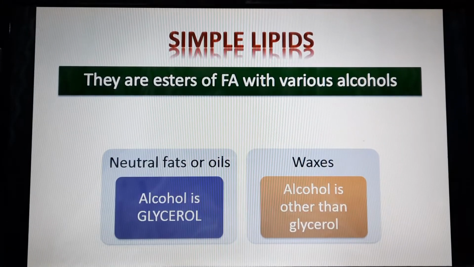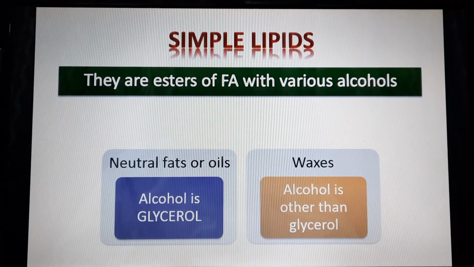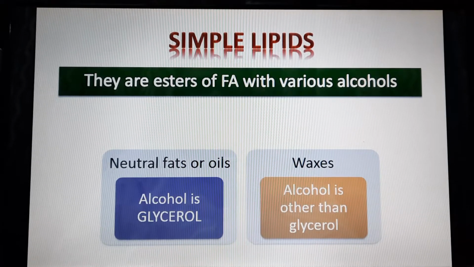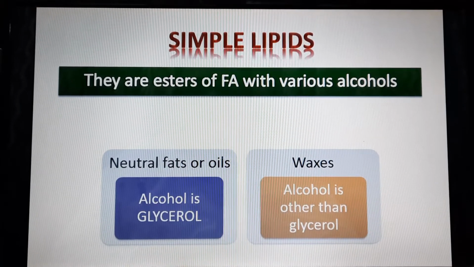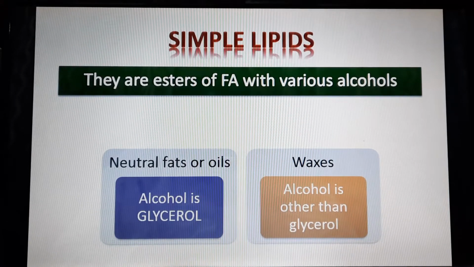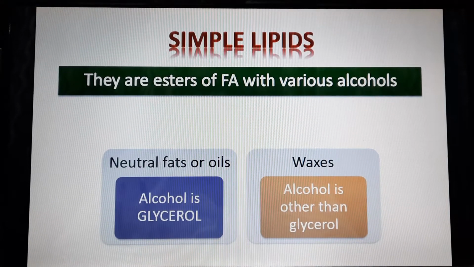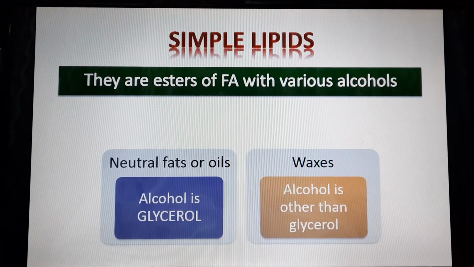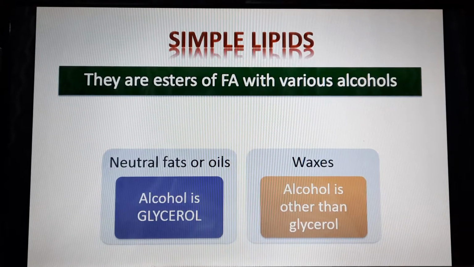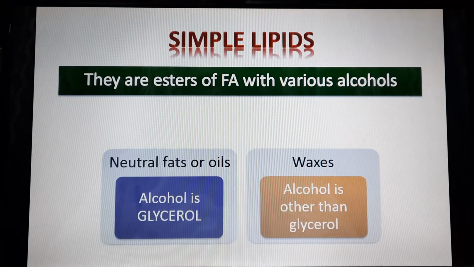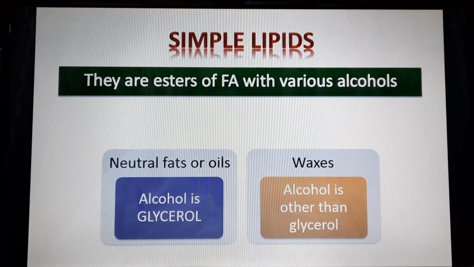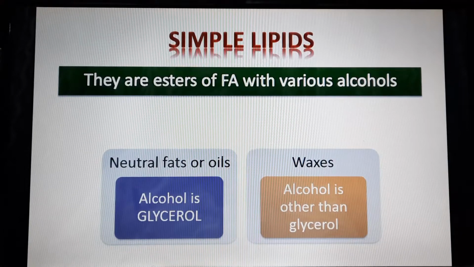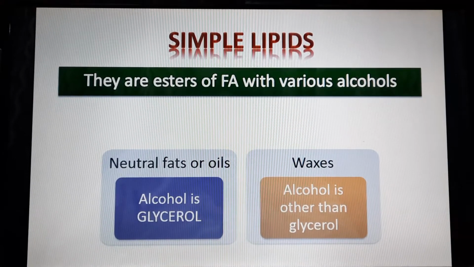Simple lipids are basically esters of fatty acids with various alcohols. These are further classified into neutral fats or oils and waxes. In case of neutral fats, the alcohol is glycerol, while in case of waxes, the alcohol is other than glycerol, which is a higher molecular weight alcohol. So the basic difference between the neutral fats and waxes is that in neutral fats, the alcohol is glycerol, and in waxes, the alcohol is other than glycerol, which is a higher molecular weight alcohol.